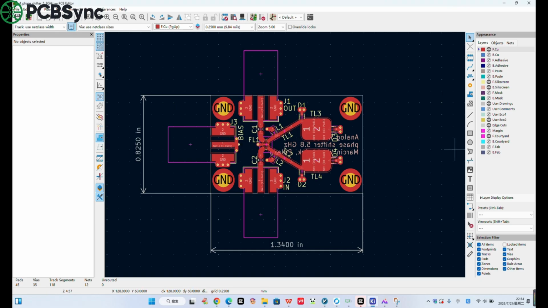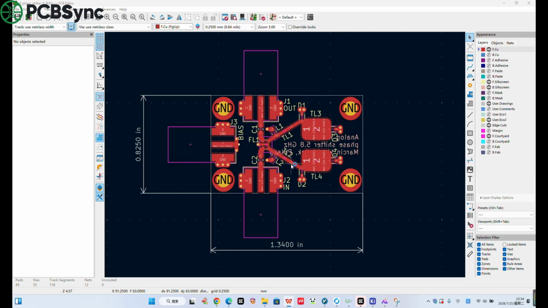On the screen is an open source distributed phase shifter operating at 5.8 GHz. Here you can see TL1 to TL4. They are not ordinary traces, but part of the RF circuit. Their width affects the impedance, while their length affects the electrical length and phase.